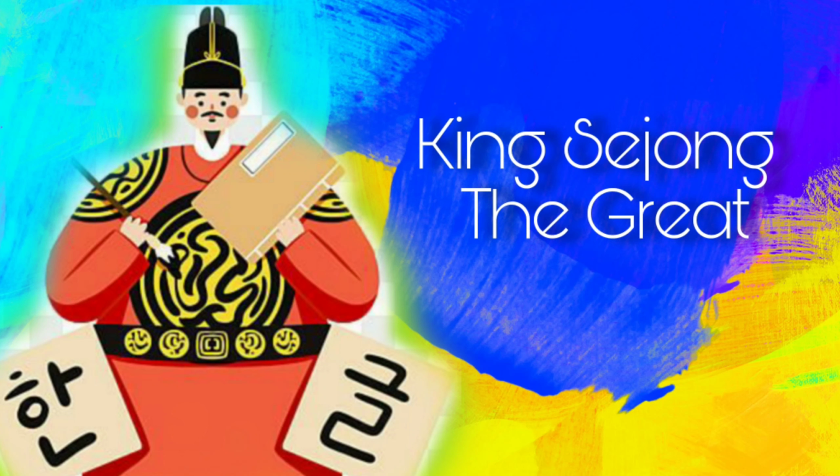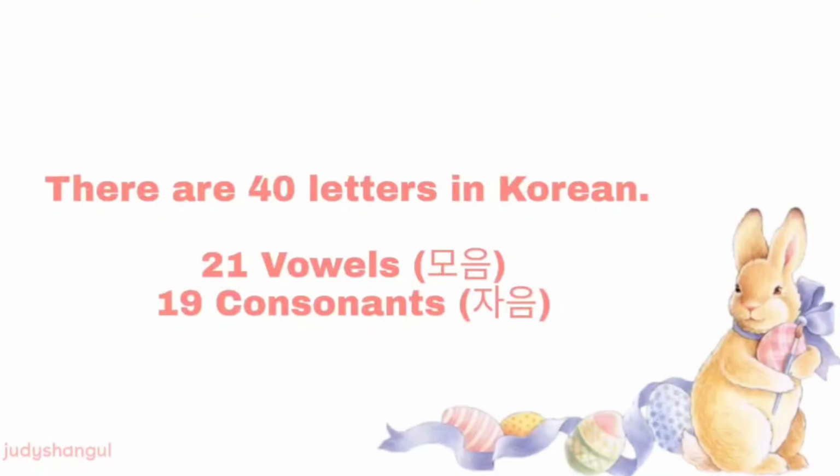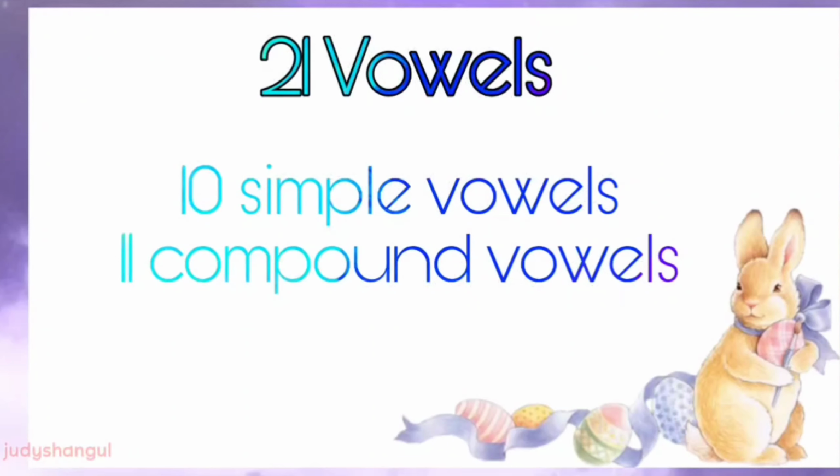The Korean alphabet, known as Hangul, is a writing system for the Korean language created by King Sejong the Great in 1443. There are 40 letters in Korean: 21 vowels and 19 consonants. Let's learn the 21 vowels first. 10 simple vowels and 11 compound vowels make a total of 21 vowels.